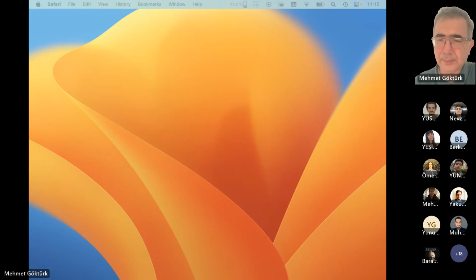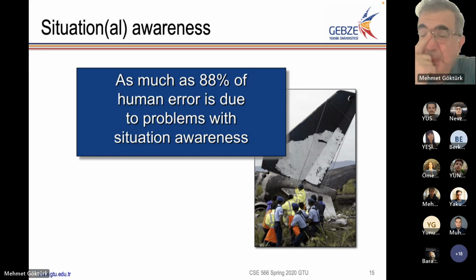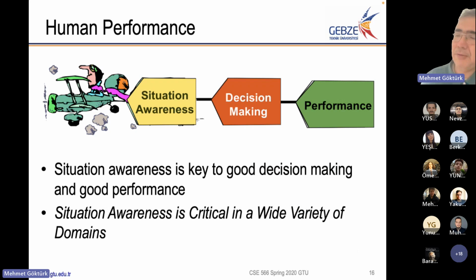So as we say, 88% of the human error is due to problems with situation awareness. So how do we define it? Once you have situation awareness, then it will provide correct decision making. Then it will increase the performance, or it will satisfy the conditions for success. It's a key to good decision making and good performance. In airplane scenarios, you can even die for that reason.